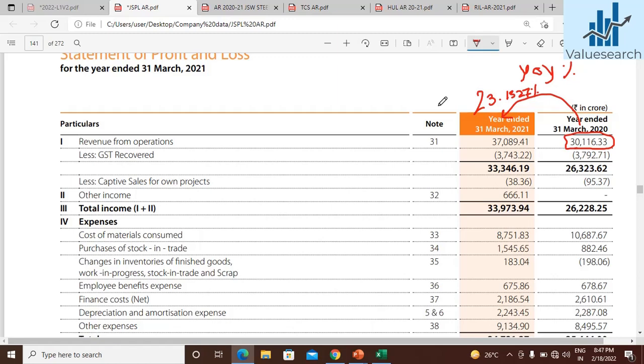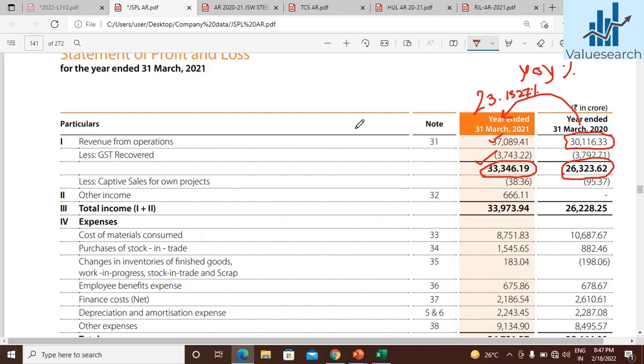Less you have GST recovered here of this amount. So what is given here is the actual revenue from operations for Jindal Steel and Power post recovery of GST. So which figure among these will you consider in your analysis?